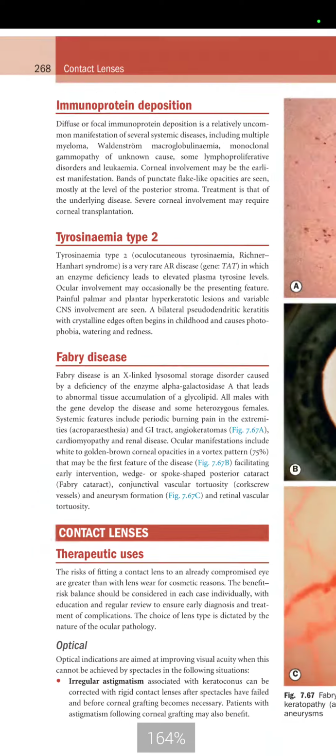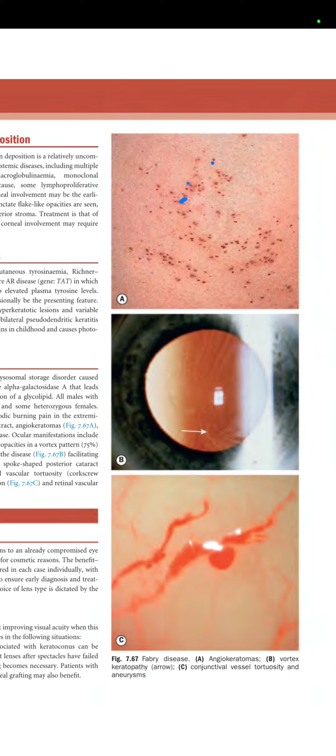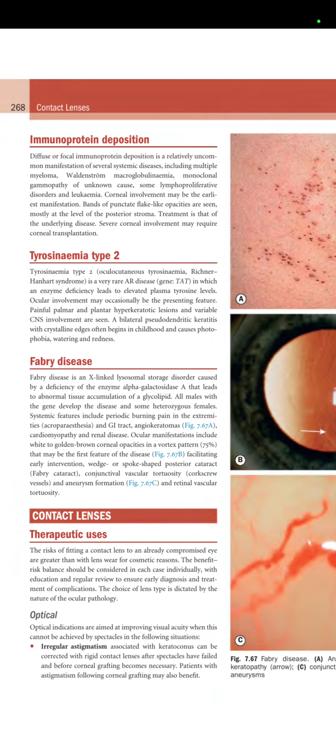So you can see figure 6.67. A is showing the angiokeratomas. Angio means blood vessel-like formation in a dot shaped pattern. And B is showing the vortex keratopathy like a whorl pattern. C is showing the conjunctival vessel tortuosity and aneurysm. So you have to remember these pictures, and you have to remember what is associated with this disease, especially these three.